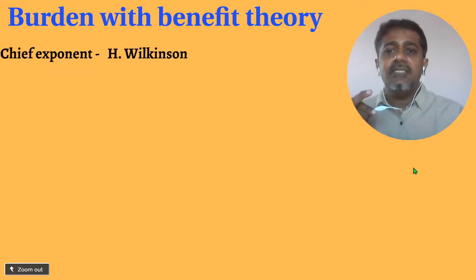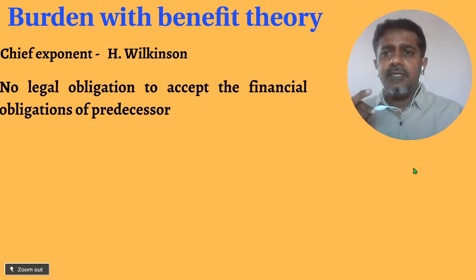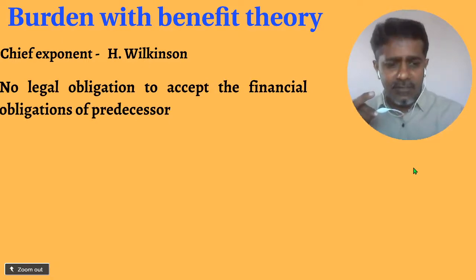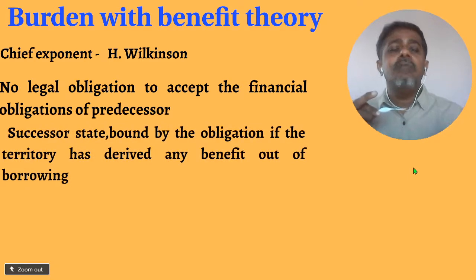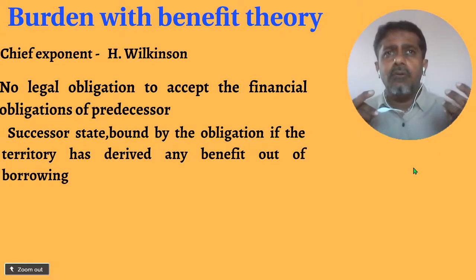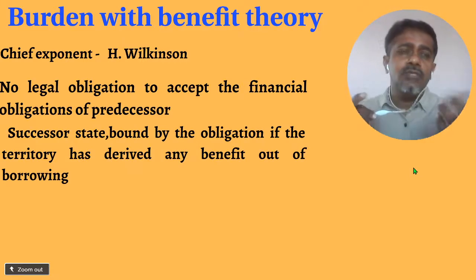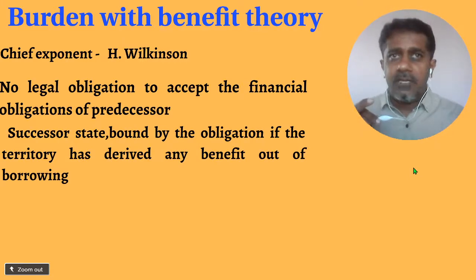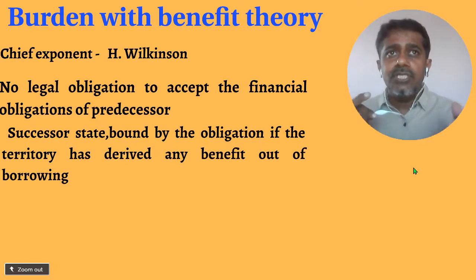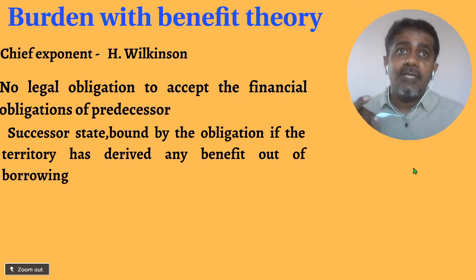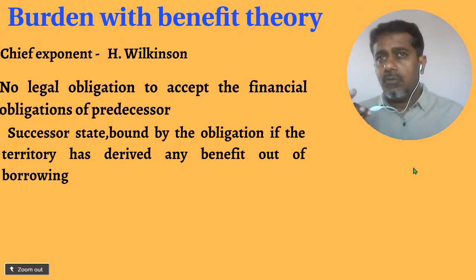Chief exponents are H. Wilkinson, and he says that there is no obligation to accept the financial obligations of the predecessor, but the successor state is bound by the obligations if the territory has received and derived any benefit out of the borrowing. Say a state has borrowed a loan from the World Bank, and it has been used for building infrastructure, and there has been a state succession, a new regime has come, and the new regime is going to use those roads which were built using the funds received from the World Bank or IMF. Then you are bound to repay the debt. You cannot say that I am not liable financially, because your territory has derived benefits from that borrowing. You are bound to repay the loan.